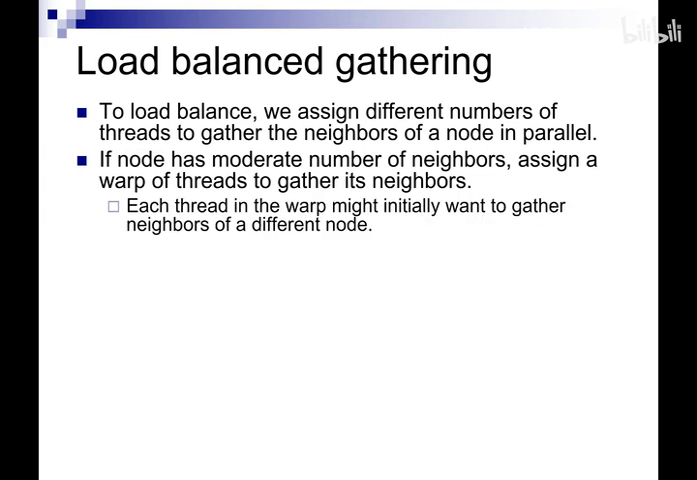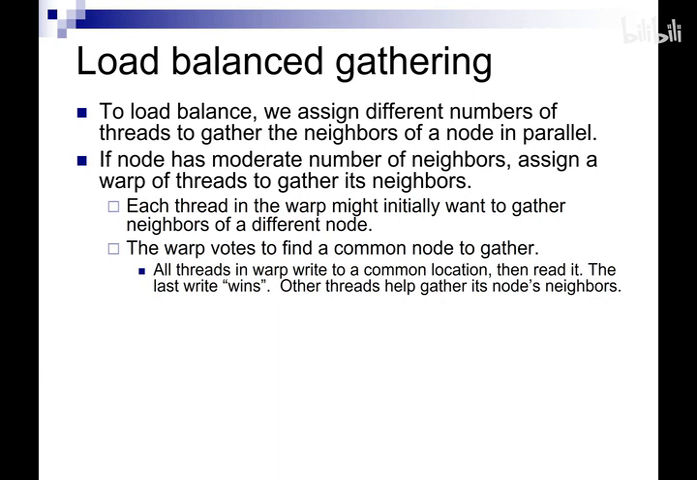The problem is that you have these 32 threads, and initially they might all be trying to process different nodes. But now, since you found a node with a moderate number of neighbors, you don't want these threads to process different nodes. You want them all to focus on one node and cooperate on getting the neighbors of this one node. So how do you get these threads, which initially are working on different things, to come together and work on a single node? What we're going to do is have the warp of threads vote to find a single node to work on.